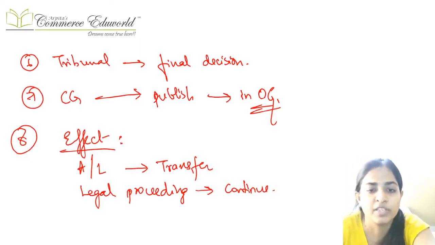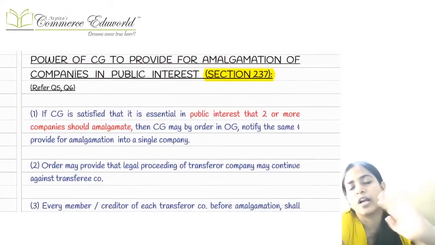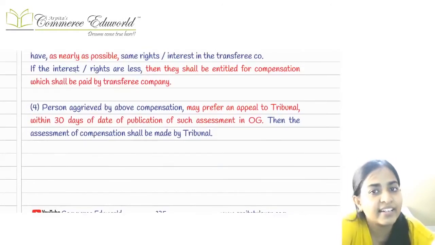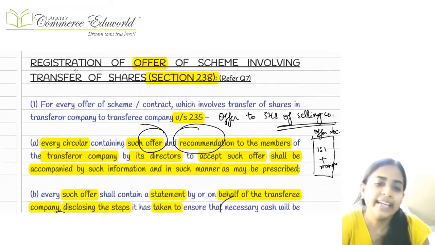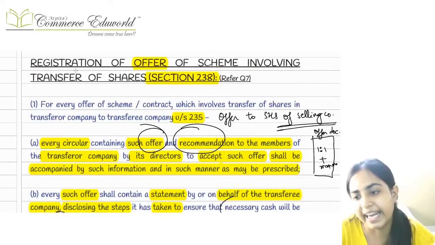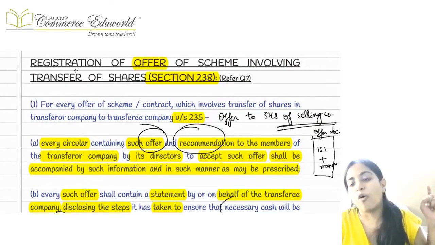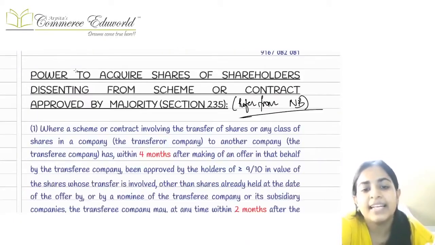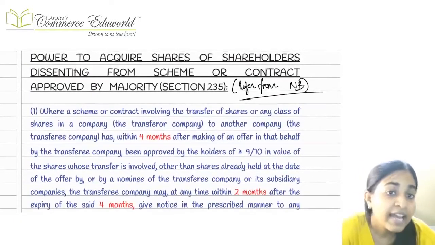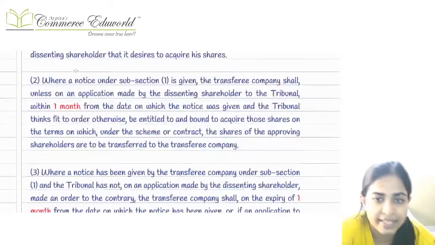Right, so this was the procedure applicable for merger or amalgamation which is done by the central government in public interest. Then the next section, section number 238, which says that when you are giving an offer in section number 235, remember when you were giving 4 months time plus extra 2 months time, etc.